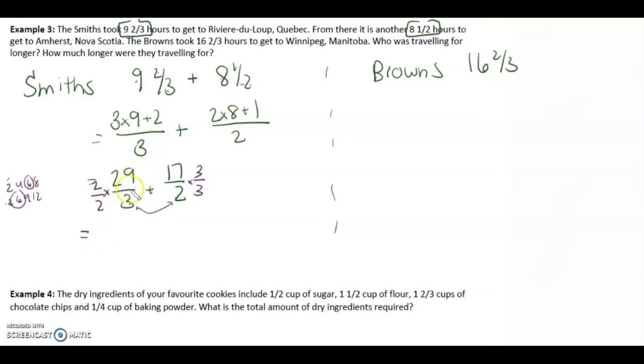Okay, so 2 times 29 is 58, and that's now going to be over 6. And 17 times 3, we're going to get 51, and that's going to be now over 6. So at this point, we just want to add the numerators. So I get 109 over 6.